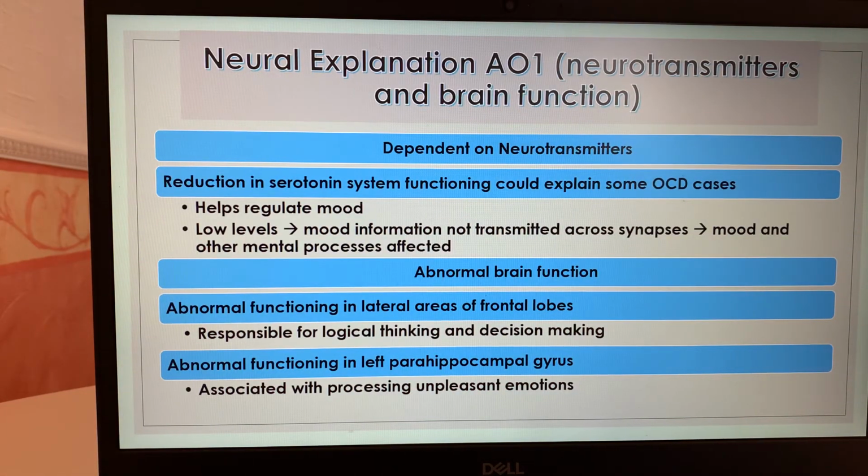From a neural explanation then, so this is focusing on neurotransmitters and brain structures. The first, serotonin, or a reduction in the serotonin system, could explain some OCD cases. So serotonin is our happy neurotransmitter. It's there to regulate mood, and it's implicated in depression and in OCD. So if you have low levels of serotonin, the information about your mood is not being transmitted across synapses, so the messages aren't getting relayed, which means that your mood and other mental processes become affected.